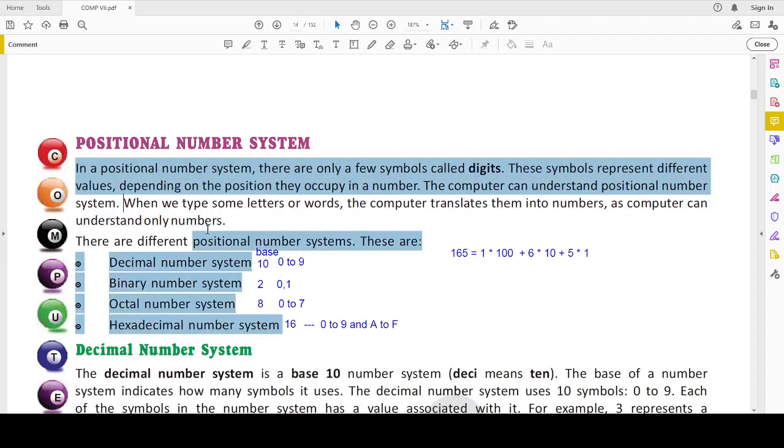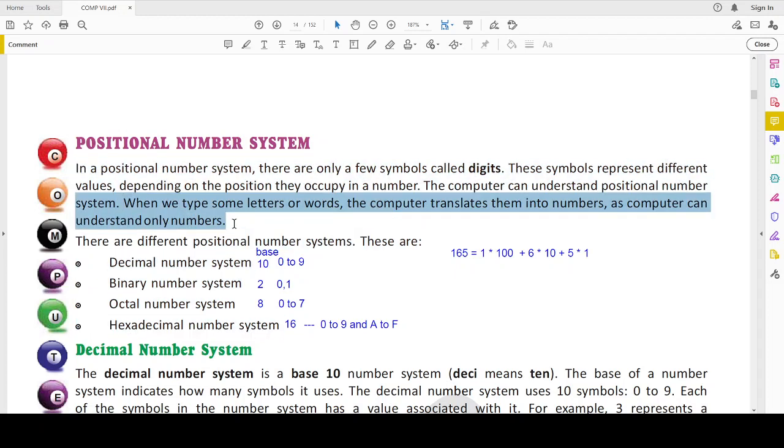When we type some letters, characters, it gets translated to a number, as a computer can understand only numbers. There are different positional number systems. These are decimal number system of base 10.